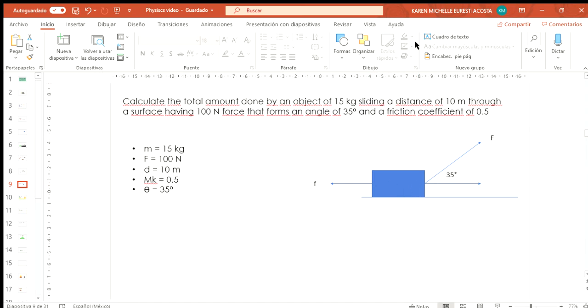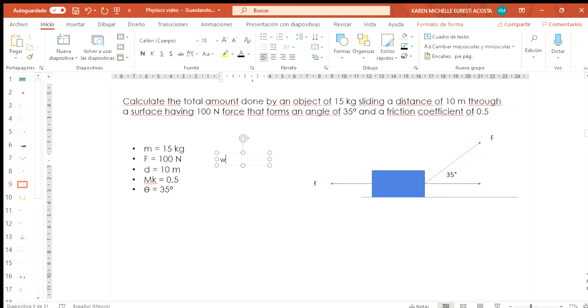So as in the other problem, first we're going to start with the weight. That is the easiest to get. Weight is equal to mass times gravity. So it is 15 kilograms times 9.8 meters per second squared, and that gives us 147 newtons.